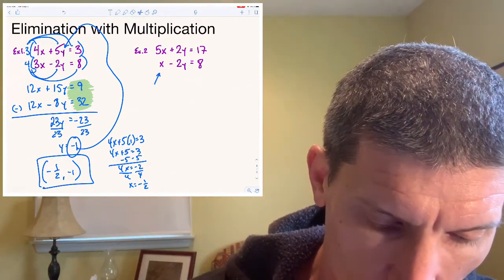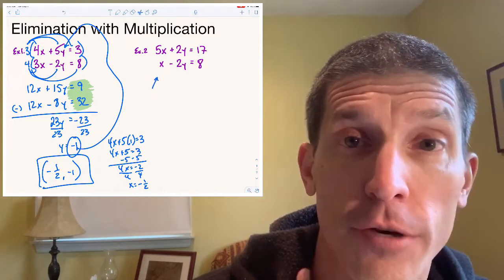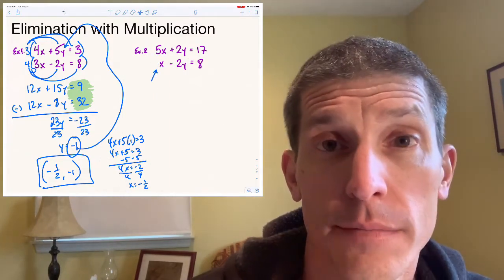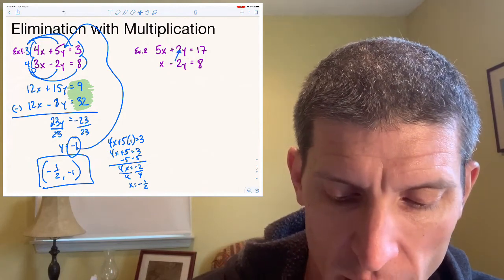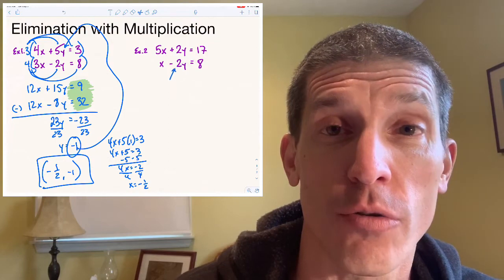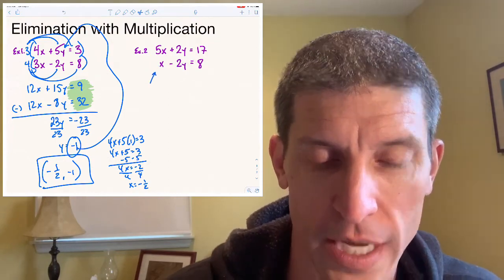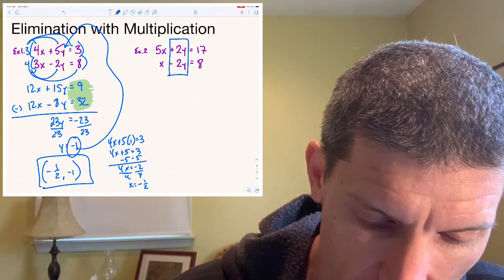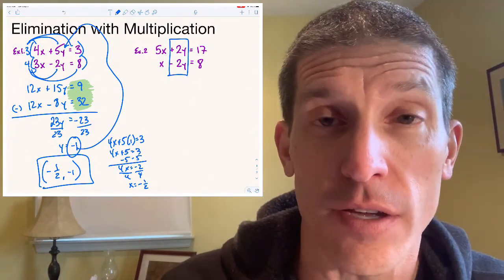I'm going to use my blue arrow like I did before, and I'm going to look for things that are the same. I see a 5 and a 1. Well, those aren't the same, so I move on. I see it. Oh, this is nice. When you see the 2 and 2, things are so good because you don't have to do that crazy multiplication piece in the beginning. So this is so nice. I see this right here. I also see that they're opposites.